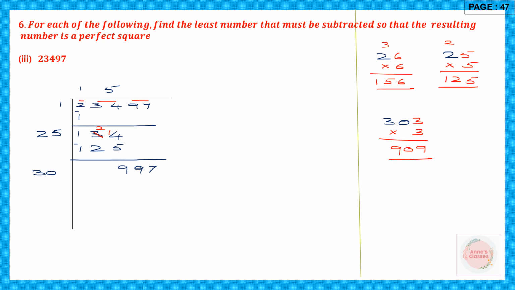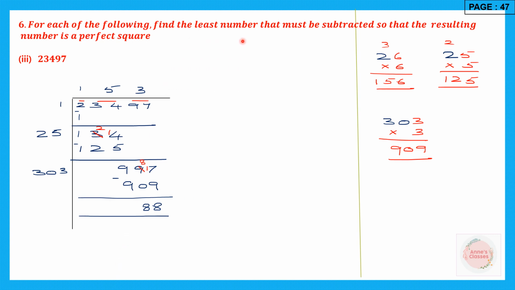Okay. Now this will be the closest, because if we put 4 here, 4 into 3 will make it 12, and 12 will be greater than this, isn't it? So let's put 3 next to 30 here. So next to 30 we're going to put 3 and multiply it by 3. So 303 into 3 is 909, which we have already multiplied. Now let's subtract here. We need to borrow. 17 minus 9 is 8 and 8 minus 0 is 8. So our remainder is 88.